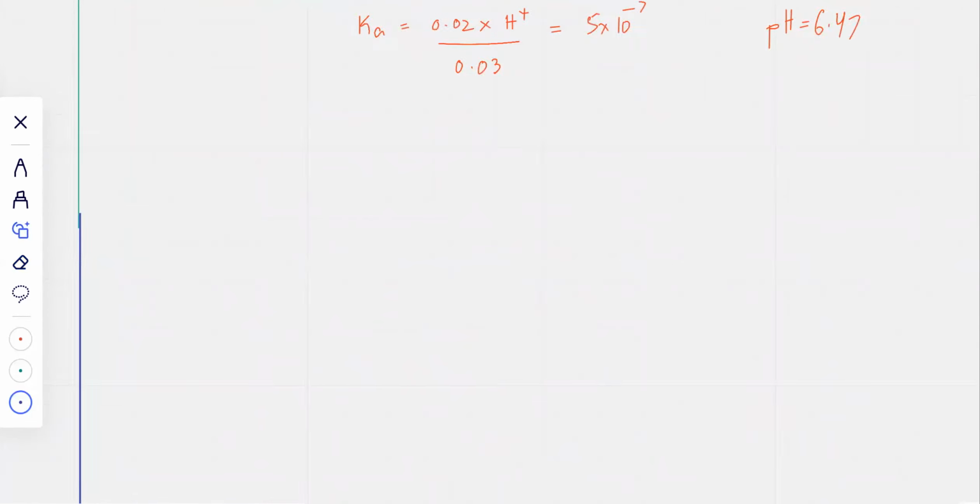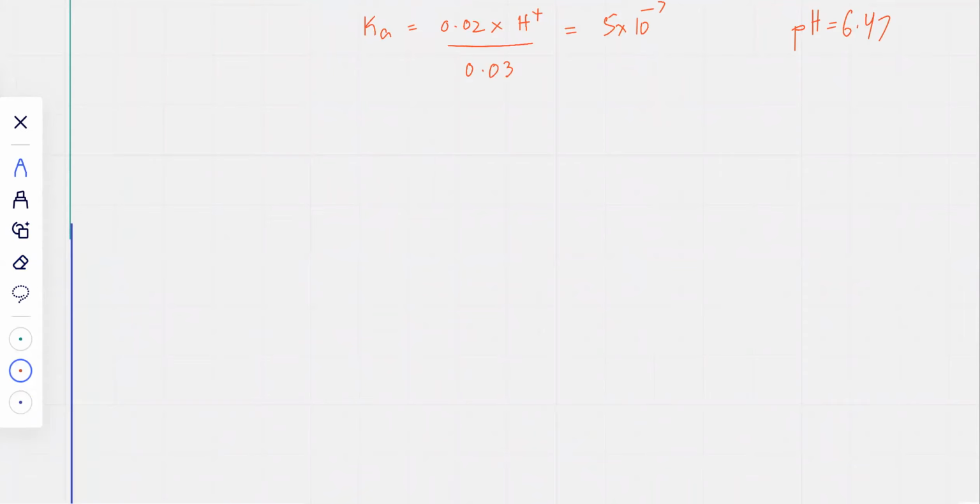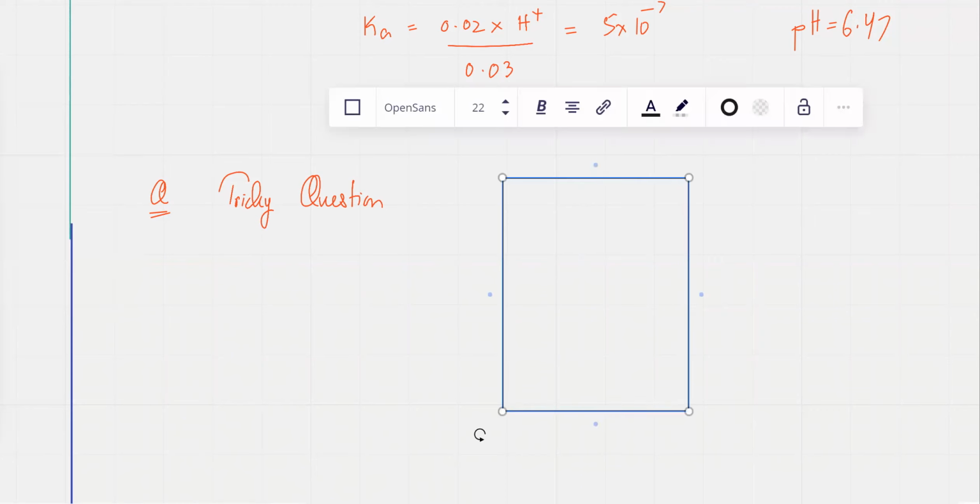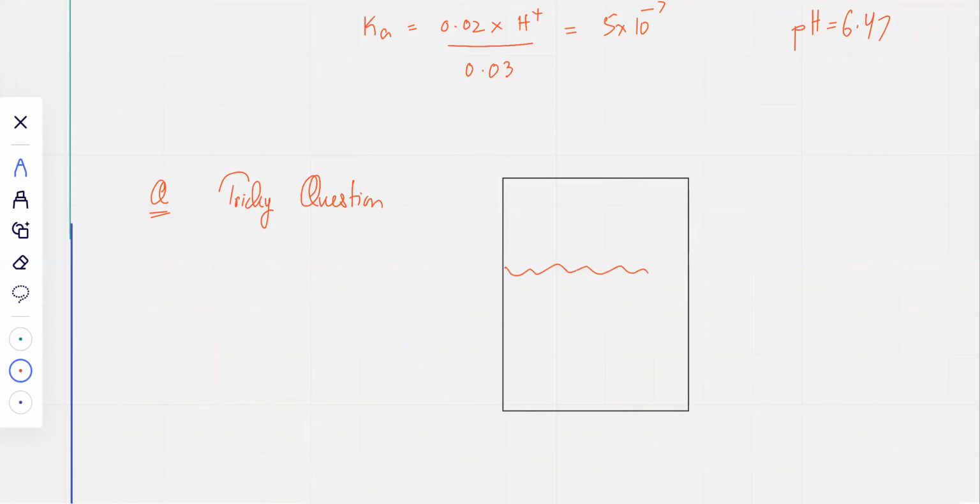Now, this question is about creating a buffer. This is a difficult one. Most people were not able to do this question. It's a buffer solution question. The container has two things. It's got a weak acid and it's got a conjugate base. Both things are present in the container.